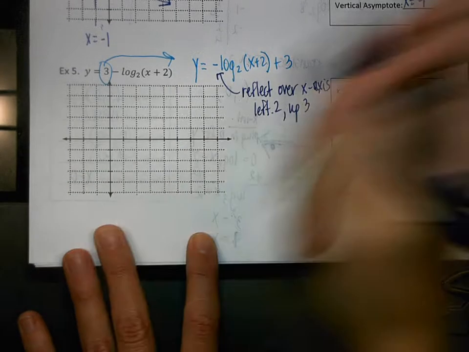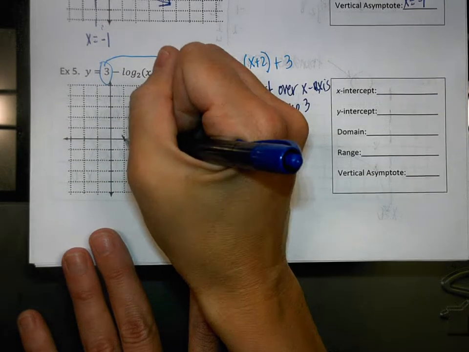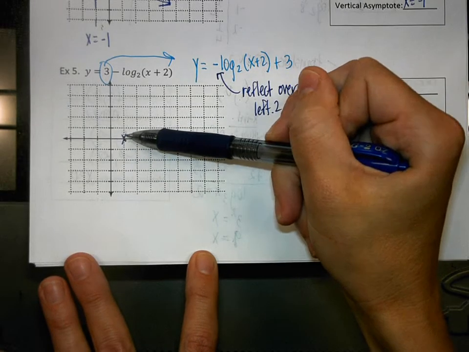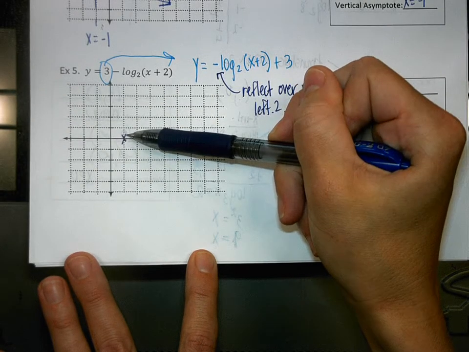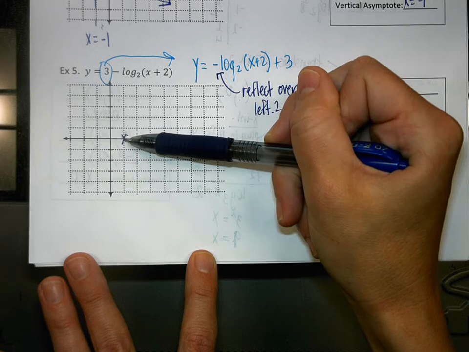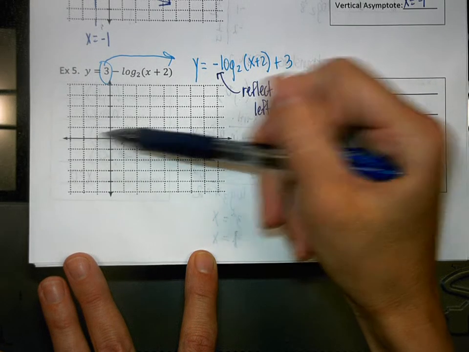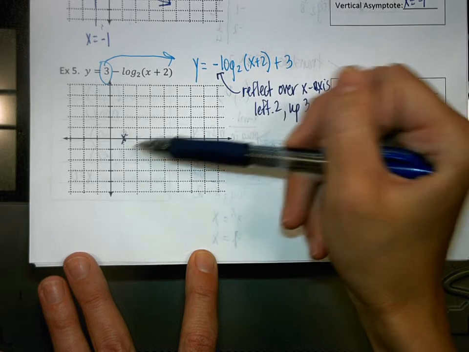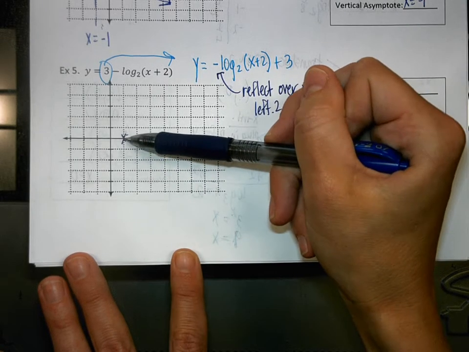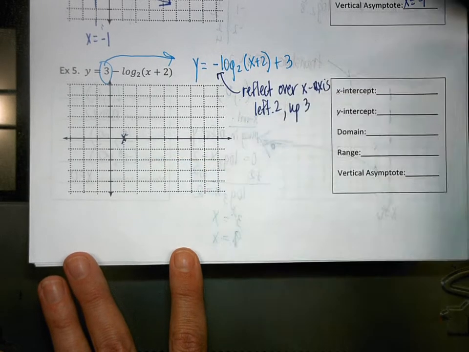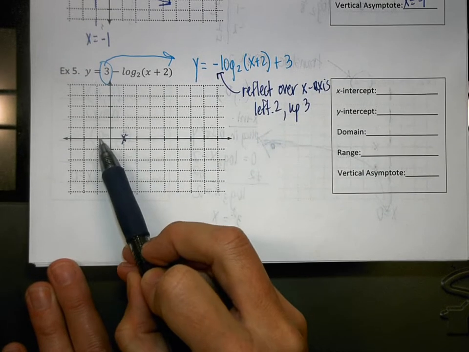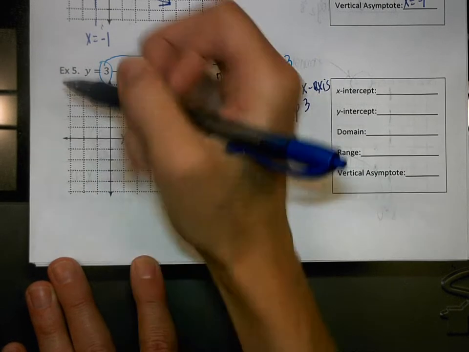So our original point is always at 1, 0. And then reflecting over the x-axis, this point would stay there. If it had been reflecting over the y-axis, since it's 1 away from the y, we'd go 1 away over here, right? Does that make sense? But you do your reflection first. So the reflection stays the same. And then from there, I'm going to go left 2 and then up 3.